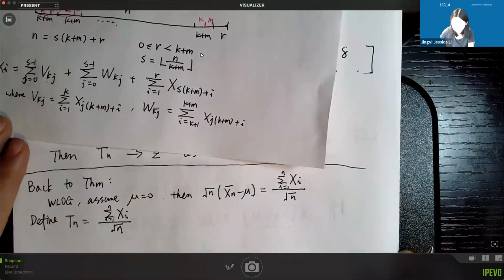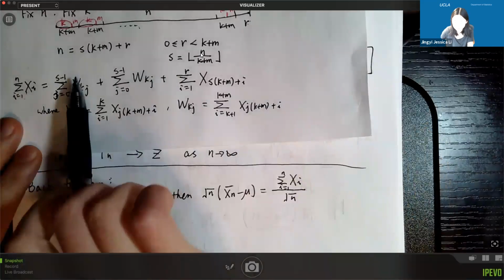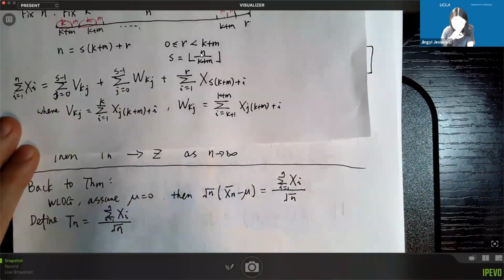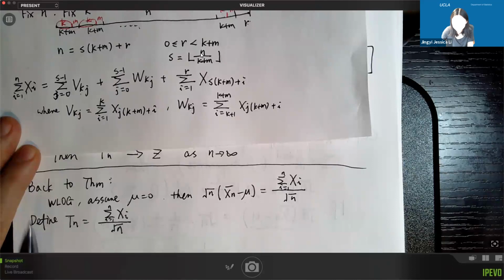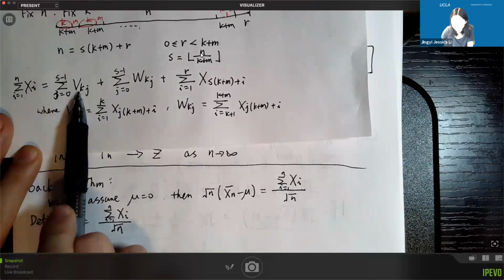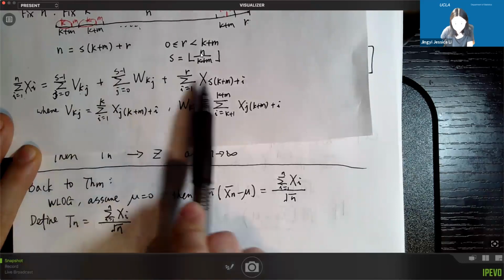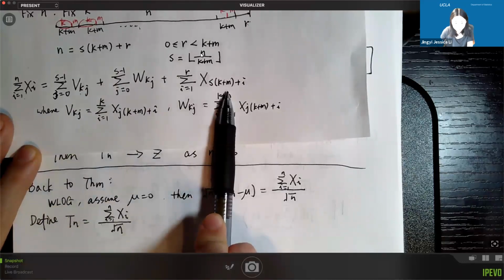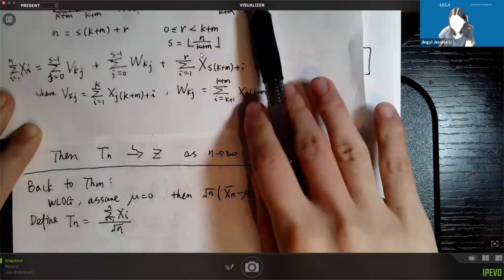How about these parts, this part and this part? Since I'm dividing the left-hand side by root n, I need to divide this term by root n, this term by root n, and this term by root n. Okay, so you see in my lemma, I only have two terms, right?